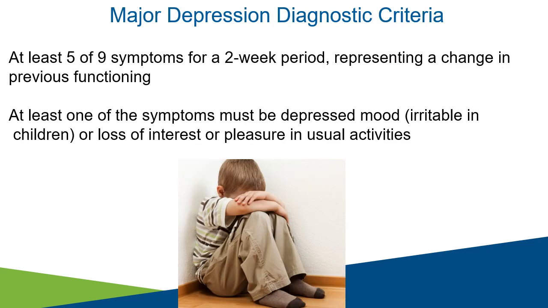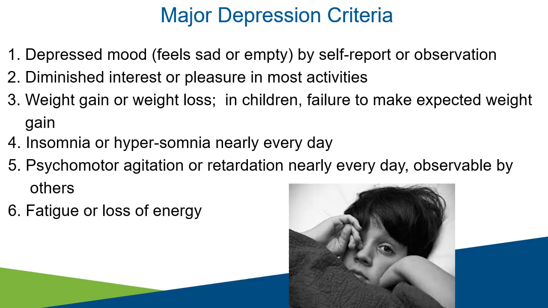Now, the diagnostic criteria for depression is that they must have a depressed mood, which makes sense, and they must have at least 5 symptoms for a 2-week period. So 5 of the 9 symptoms for a 2-week period. Now, these symptoms are listed here. I wouldn't memorize them. These all sound like depression to me. Depressed mood, that's depression. Diminished interest and pleasure, depression.